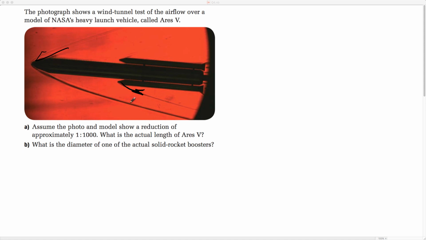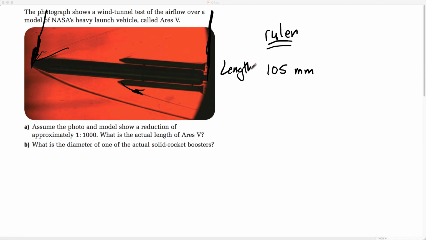The photograph in your textbook, you would have to actually use a ruler. I wasn't going to pull this into my drawing program, and it's hard because I've changed the scale of this diagram on the screen. But you would take a ruler and measure along this from the start to the end, and a metric ruler would be best. When I measured it, I got 105 millimeters. So we'll just go with that for now. That's the length. We'll deal with the conversions in a second.